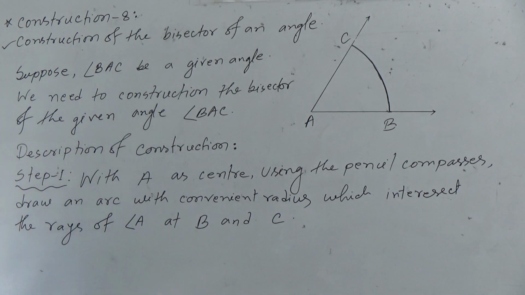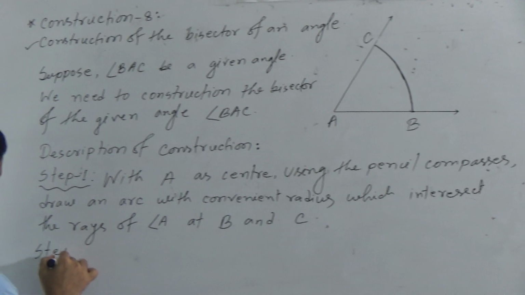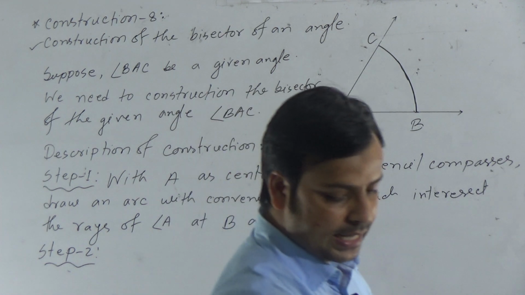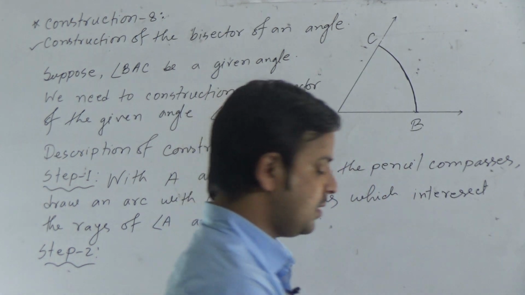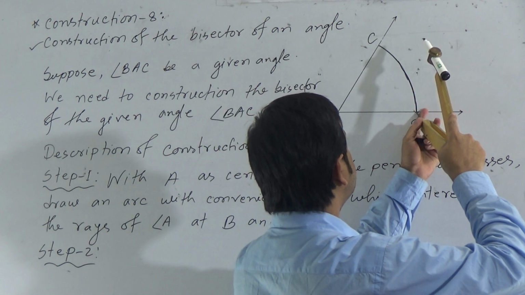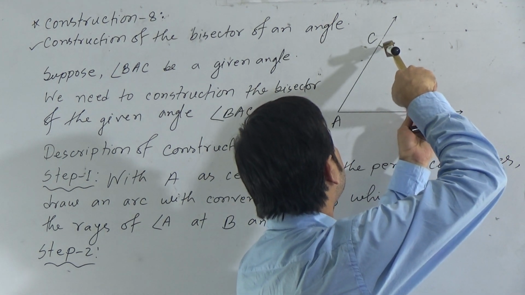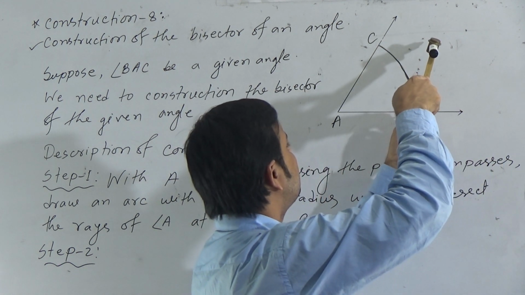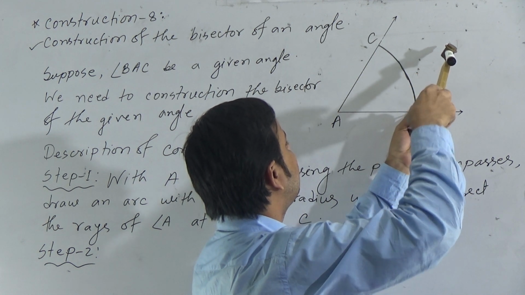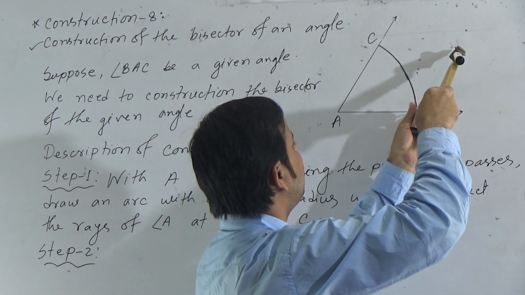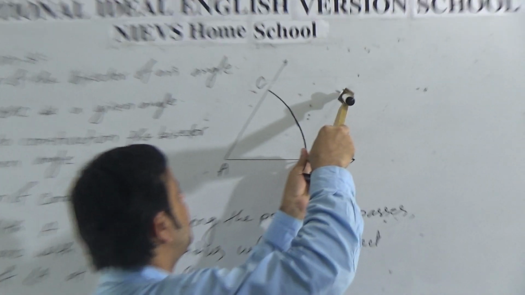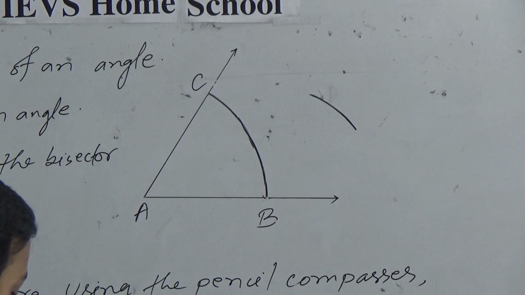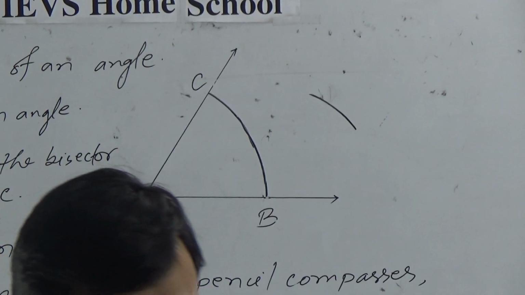Now we need to go to the second step. In step 2, consider B as center, take length or radius more than half of BC and draw an arc in the interior of angle A. It means that in the inside of angle A.